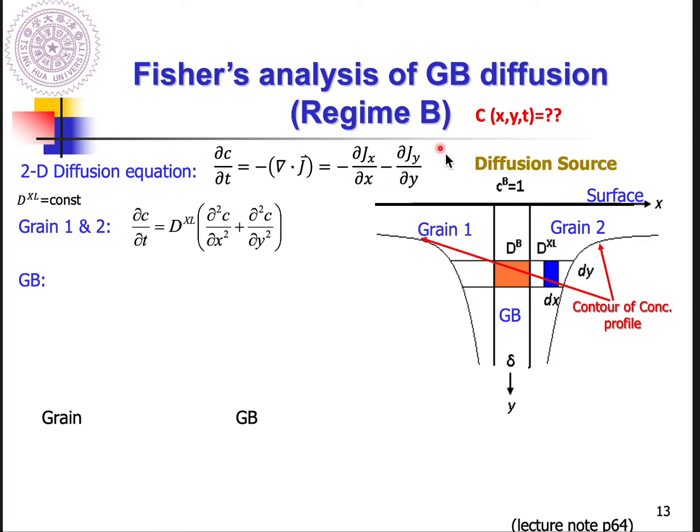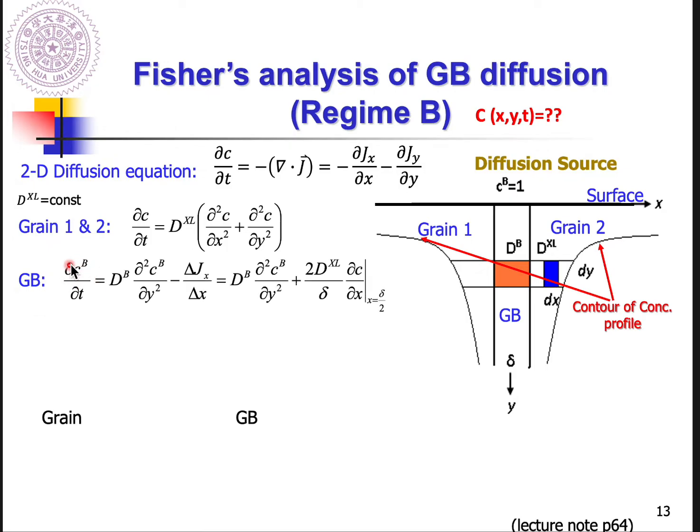So first of all, we need to assume the diffusivity inside the grain, or inside the lattice, is constant. So we can take this diffusivity out, and we will get the diffusion equation inside grain 1 and 2, right? The diffusivity and concentration gradient obey Fick's first law. And how do we formulate the diffusion equation in the grain boundary?